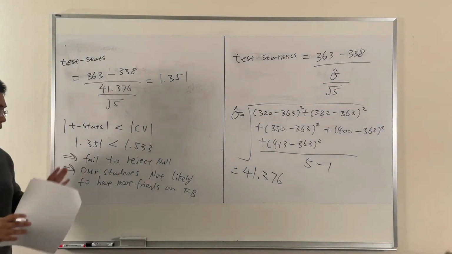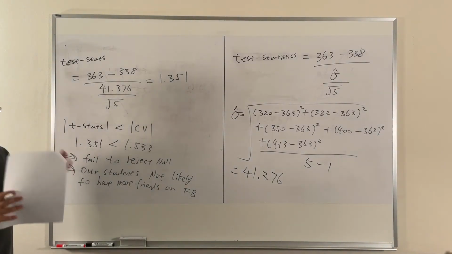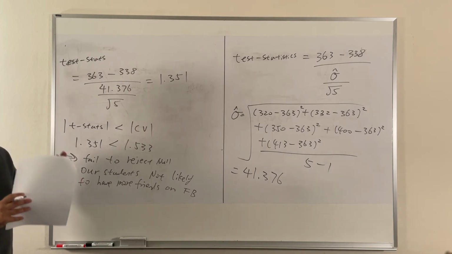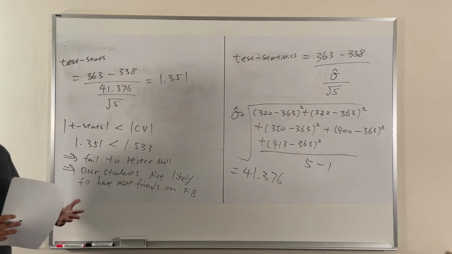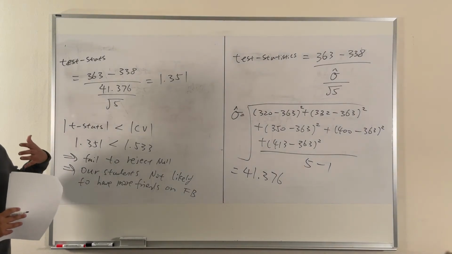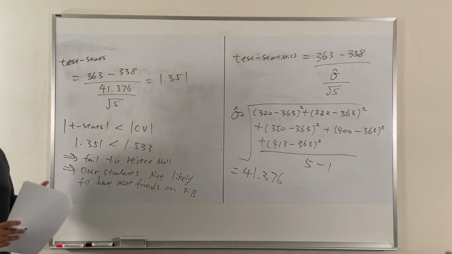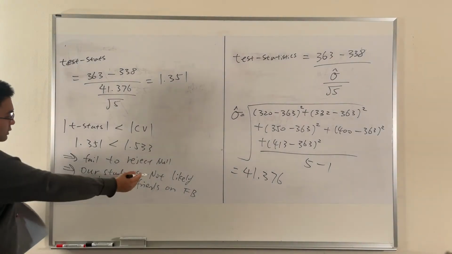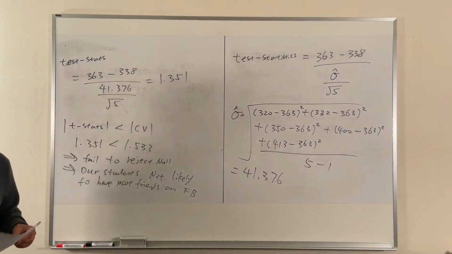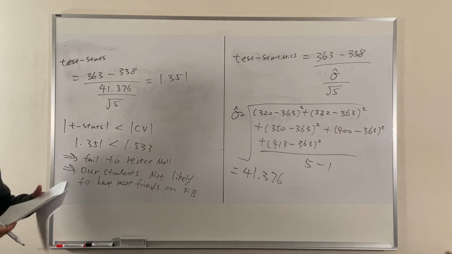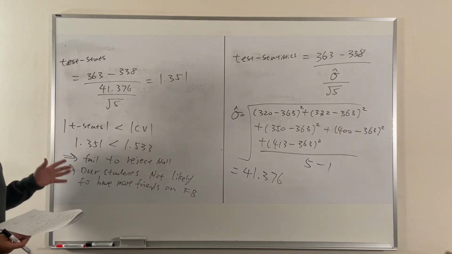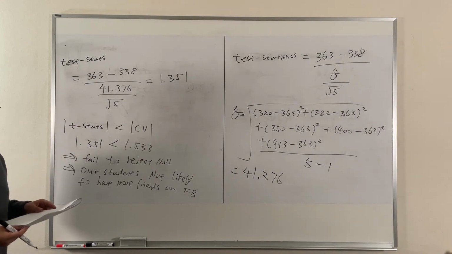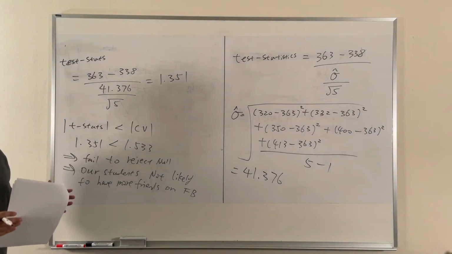Well, not accepting, right? So again, this is the mistake that we make: we've failed to reject the null. That doesn't mean that we accept the null. It's just that we cannot show the null is false. Okay, so in this case, our students are not likely to have more friends on Facebook. Okay, very good. And this is the t-test. And next, I want to talk about when you want to do testing for proportions.